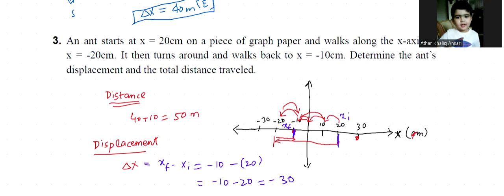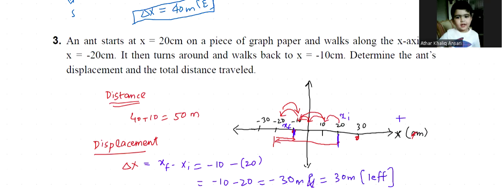What does the -30 meter mean? That it is to the left, because the right side is considered as positive, so the left side is considered as negative. So I can say 30 meter, or I can say -30 meter, or I can say 30 meter to the left. So this will be very important to remember: 30 meter to the left, that is negative.